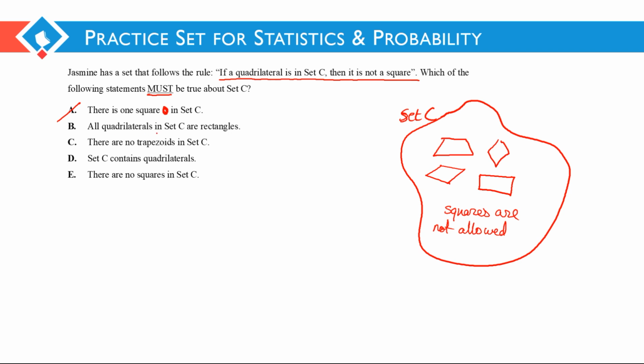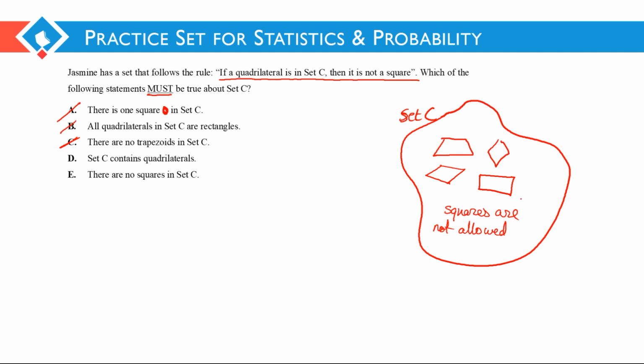All quadrilaterals in set C are rectangles. Well, no, there can be rectangles in here, but not all of them are rectangles, right? There's nothing here that says that you can only have rectangles in here. So this is not correct. There are no trapezoids in set C. Well, the only rule we know is that no squares are allowed in this case. It doesn't say anything about trapezoids, so we can't really make that assumption. So C is out.